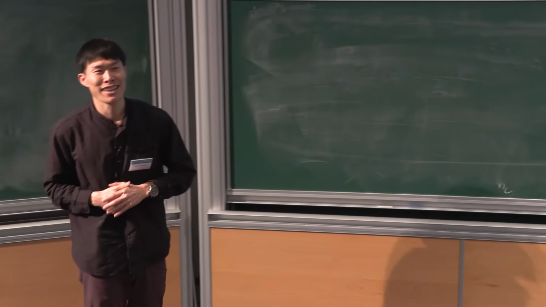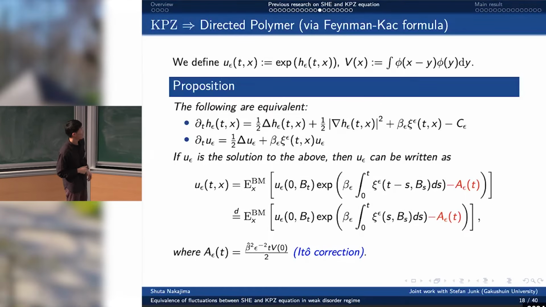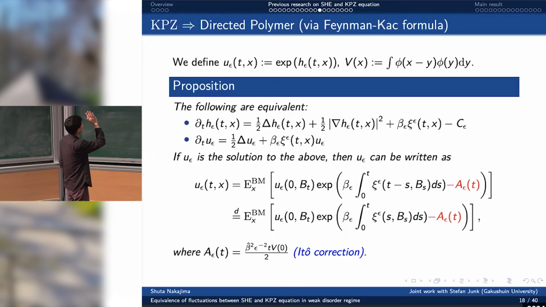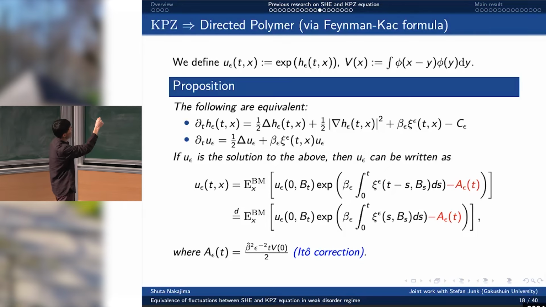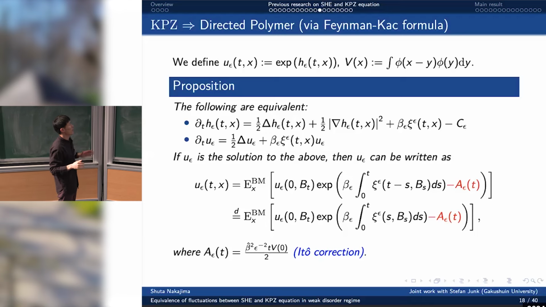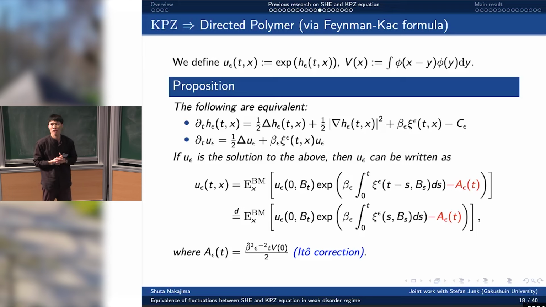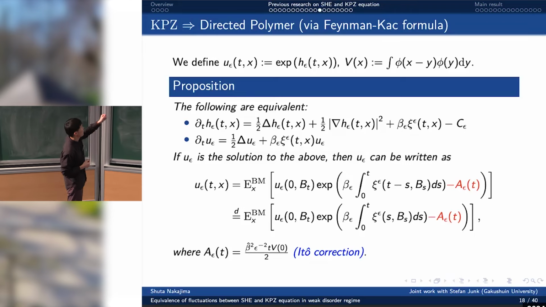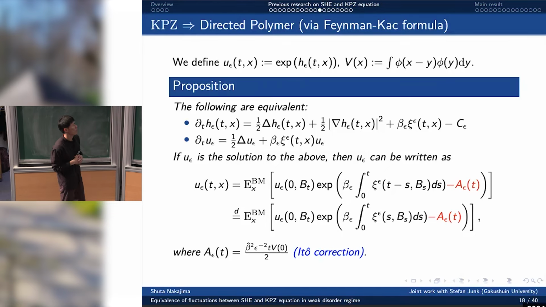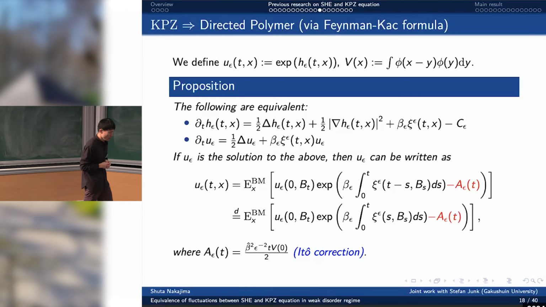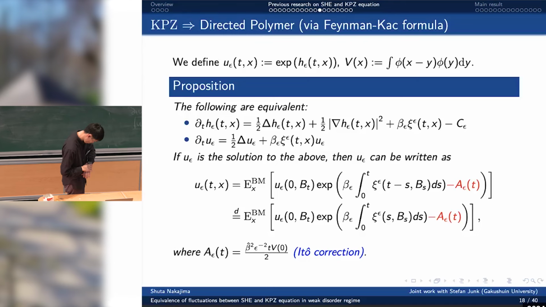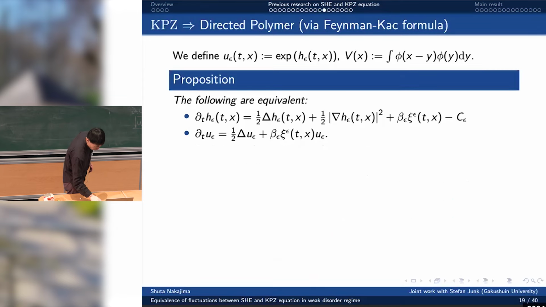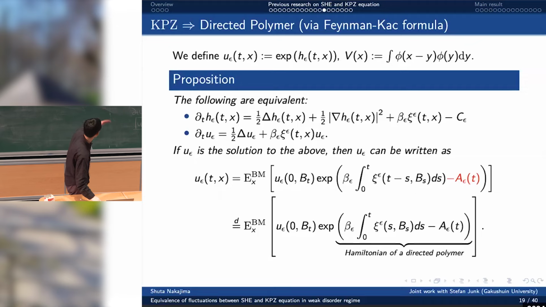Okay, I know that all French and all Japanese have known polymer models, so I don't have to explain it too much. But the point is that in the exponential, the integral of random environments along with the Brownian motion appears, and this is called the polymer Hamiltonian. And then, since we take expectation, this is regarded as a partition function of continuum polymer models. And that's why the KPZ equation is related to directed polymers. Okay, this is a Hamiltonian of a directed polymer.